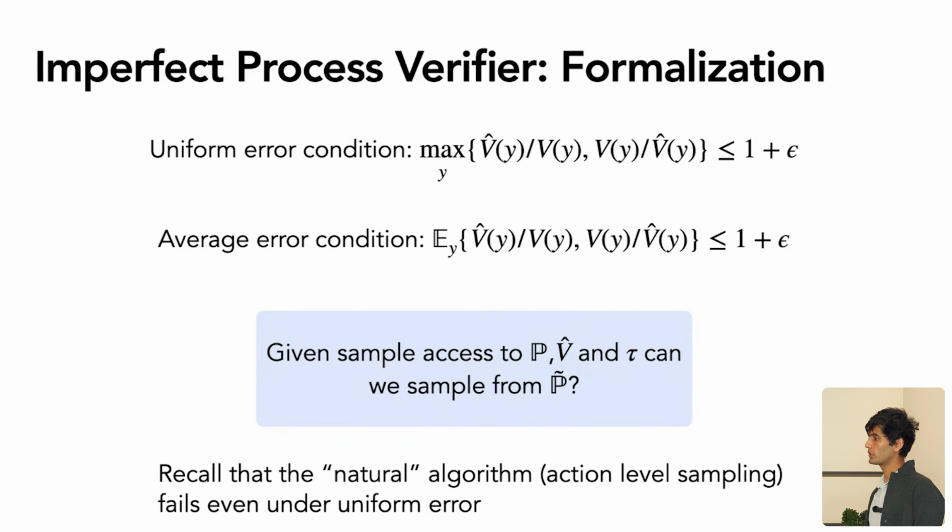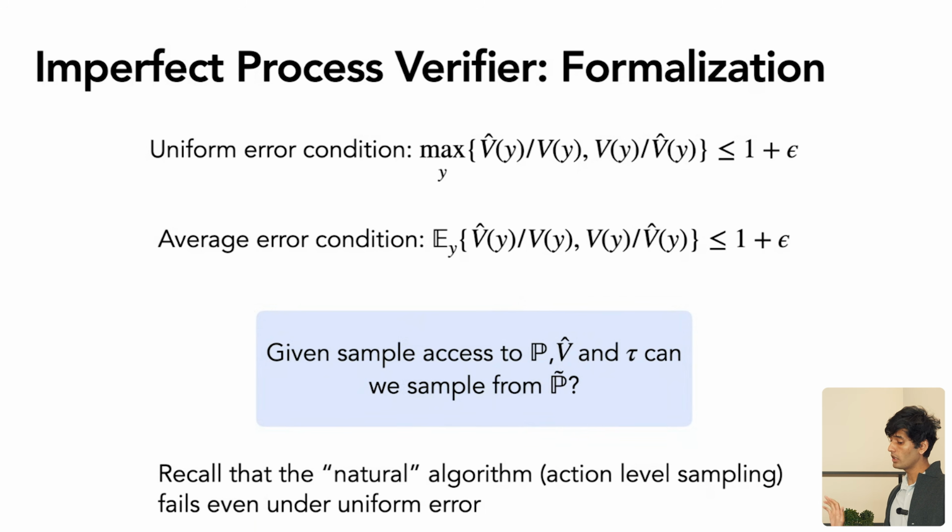So the formal question I'll try to address is: let's say you are given access to a language model P, an approximate reward function V hat, and access to the original reward tau as well. Can you sample from the distribution you care about, P tilde, up to some specified error delta, that is the target you want to sample from?